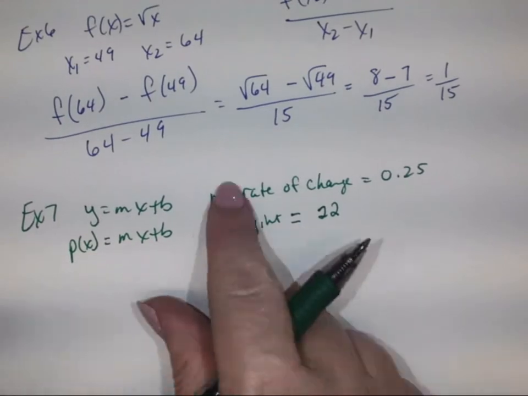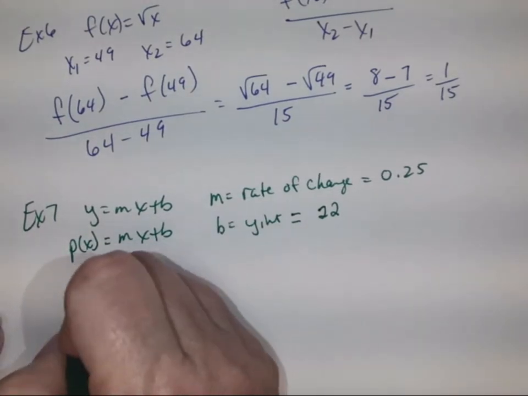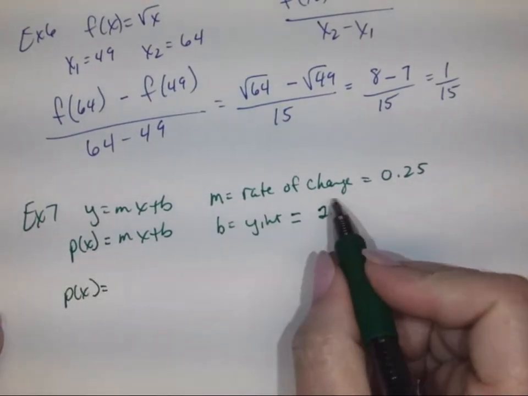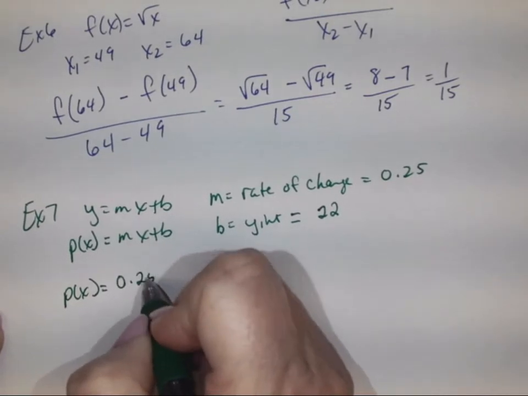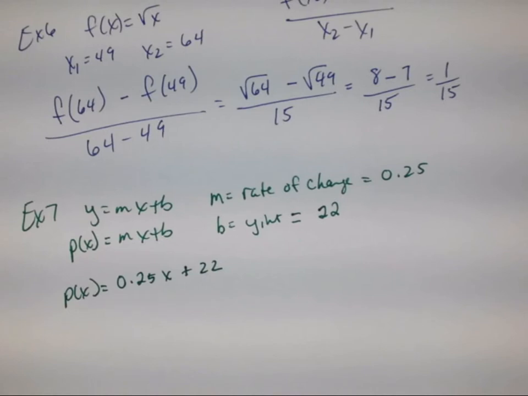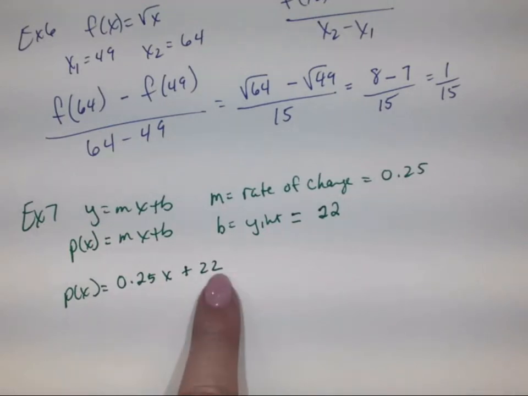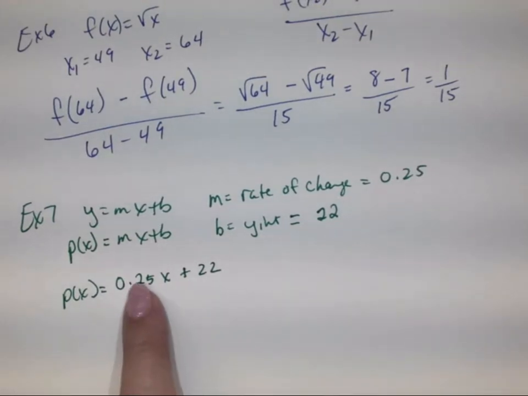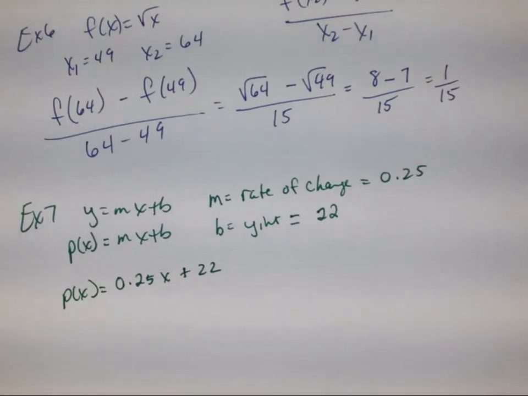Alrighty, so now we've got our two parts, we can plug it in. So p of x is equal to our m, which is 0.25, times x plus 22. And then we can look at however many years after that, because it started at 22 and it's going up 0.25% each time. So you can plug in any number of years to see kind of what their budget was on food.